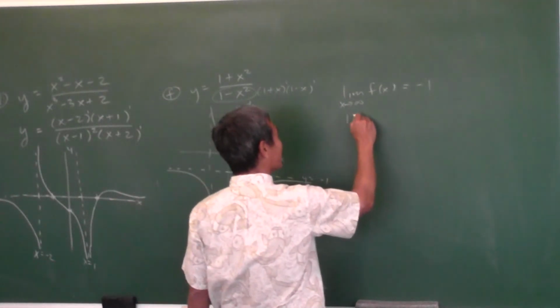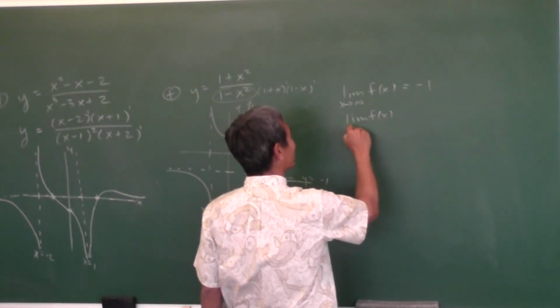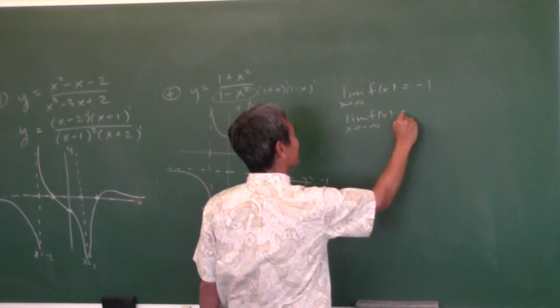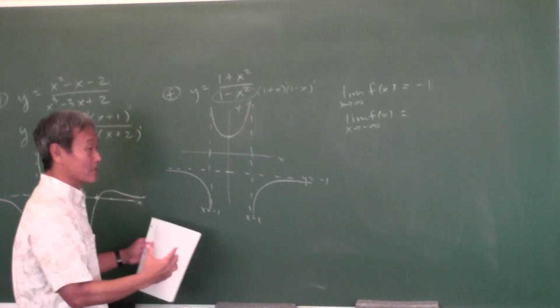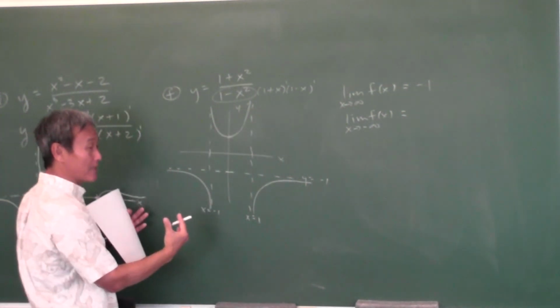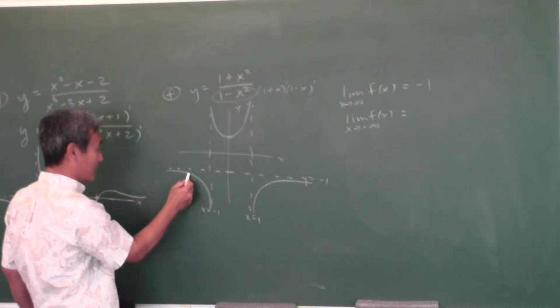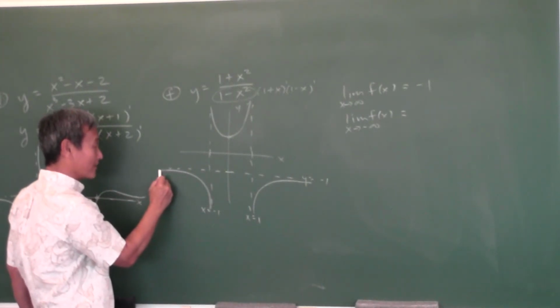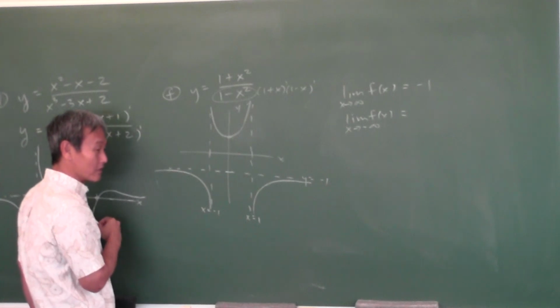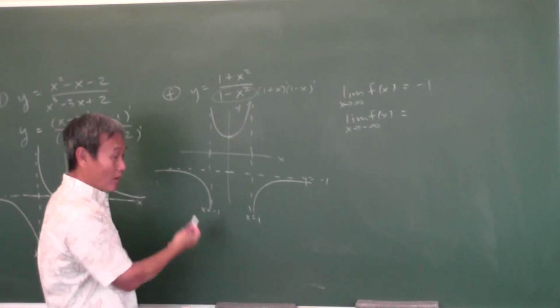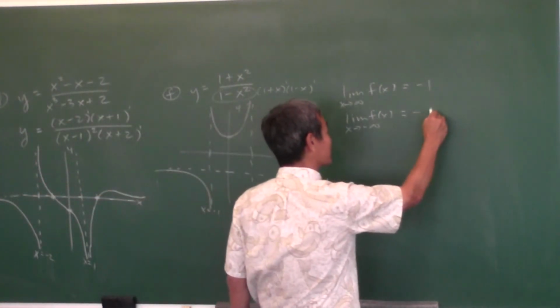What is the limit of this function as x approaches negative infinity? That means when x is super large negative, like negative million, negative billion, negative trillion. In other words, as the graph is going out to the left, the y coordinates are getting closer and closer to negative 1, because that's what the horizontal asymptote is.